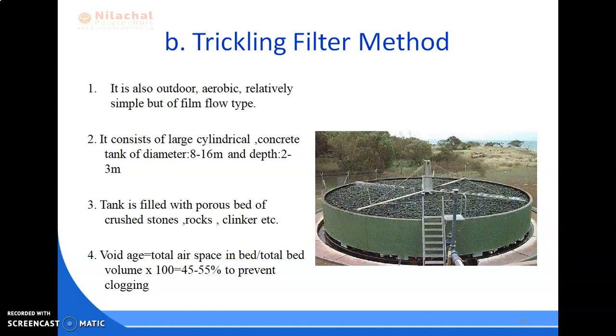The biological process involved in the filter is due to the growth of a microbial film on the surface of the filter medium. This tank is filled with a porous bed of crushed stones, rocks, clinker, as shown here in this figure. It consists of a large cylindrical concrete tank of diameter 8 to 16 meter, and it has a depth of 2 meter to 3 meter.